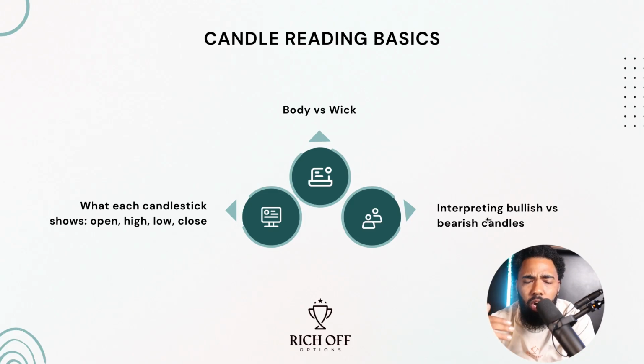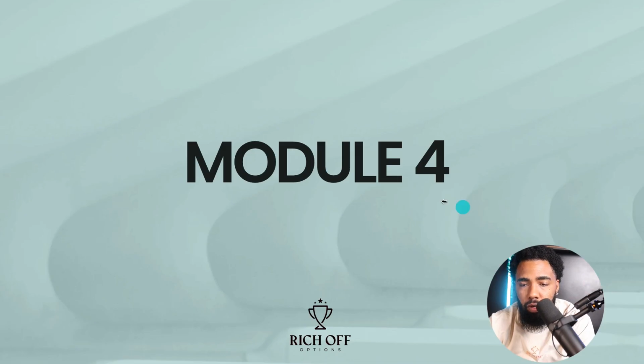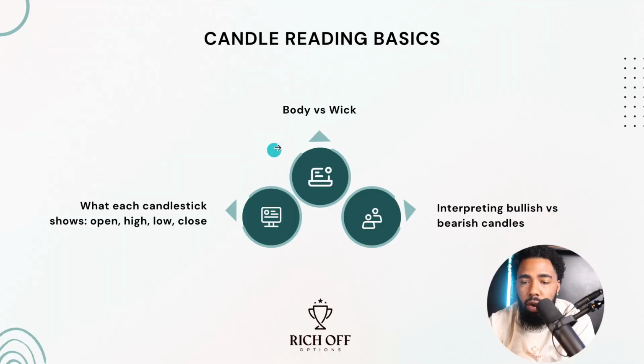What each candlestick shows: open, high, low, close, the body versus the wick, interpreting bullish and bearish. Okay. All right. I'm about to go over that for y'all.